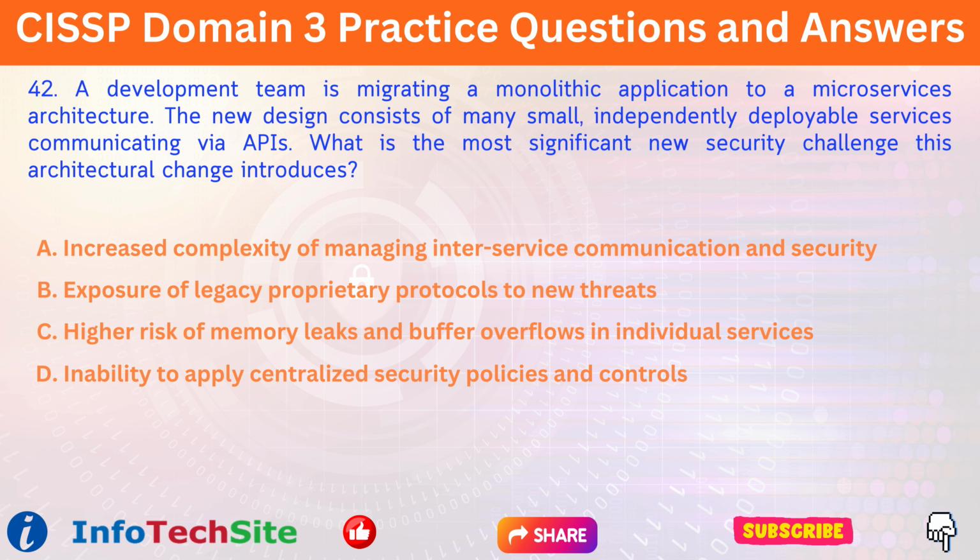42. A development team is migrating a monolithic application to a microservices architecture. The new design consists of many small, independently deployable services communicating via APIs. What is the most significant new security challenge this architectural change introduces? A. Increased complexity of managing inter-service communication and security. B. Exposure of legacy proprietary protocols to new threats. C. Higher risk of memory leaks and buffer overflows in individual services. D. Inability to apply centralized security policies and controls.